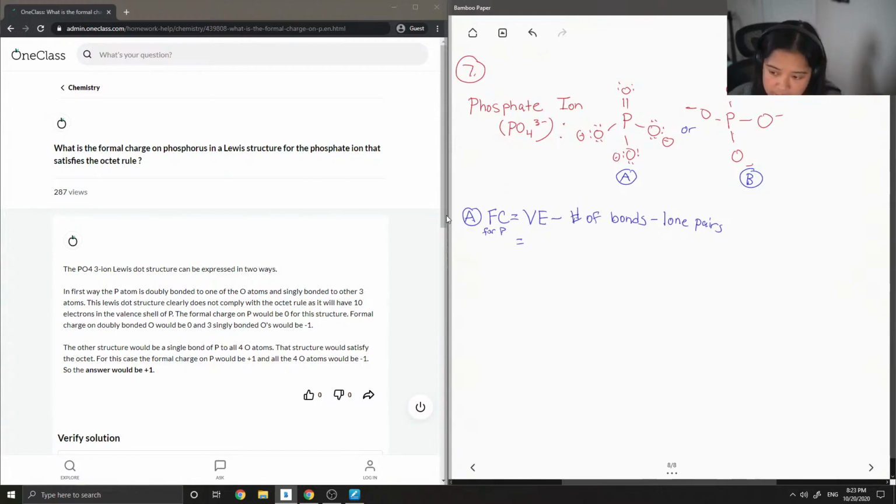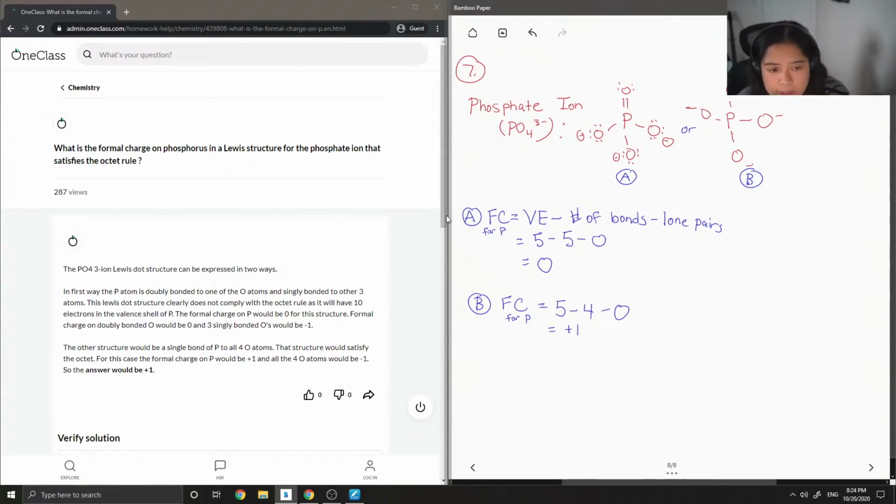The valence electrons on phosphorus is 5. The number of bonds are 1, 2, 3, 4, 5 for ion A. And there are also no lone pairs. So the formal charge is equal to 0. Then let's do the same thing for phosphate ion B. Again, the number of valence electrons is the same for phosphorus, just 5. The number of bonds, however, changes. Instead of 5 bonds, there are now 4. But again, there are no lone pairs on phosphorus. So this time, there is a +1 charge for phosphorus.